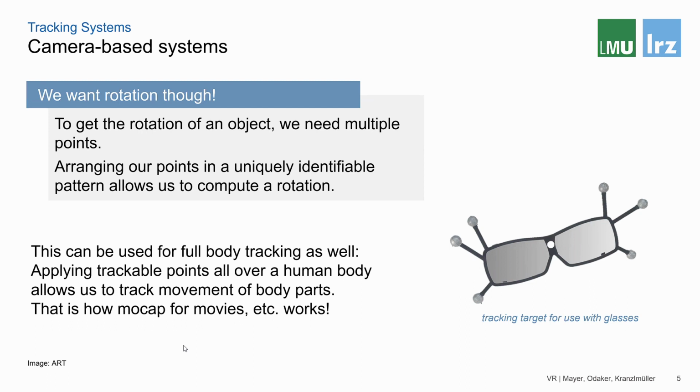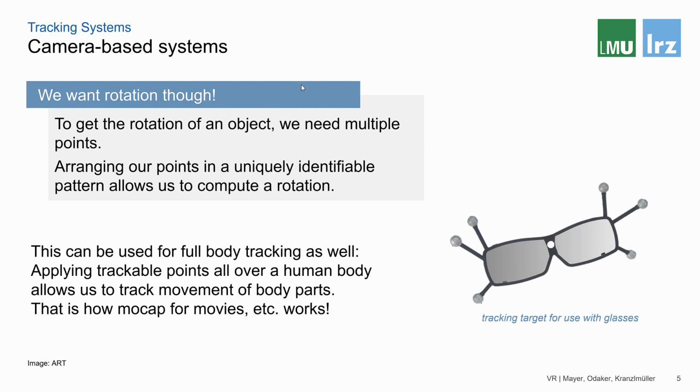Well, rotation we can only get if we have multiple points in space. So what we usually do is that we have this target, and this target, as you can, for example, see on the right, which is an ART target for glasses to do head tracking. It has multiple spheres attached to these little sticks. So if we look at the camera image we get, we have an image which has multiple bright spots. Usually each of these little reflective spheres is a bright spot in the image.